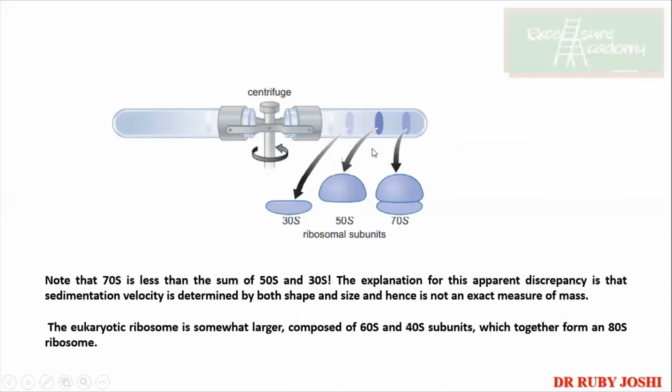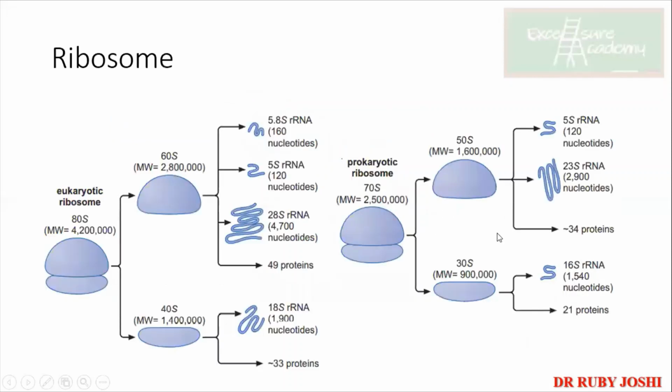So this is just that same explanation. The more it settles down, the larger the molecule is. So we found that it is 70 for the intact, 50 for the larger, and 30 for the smaller. Now in the case of eukaryotes also we know it is 60, 40 and together it is 80 instead of 100.